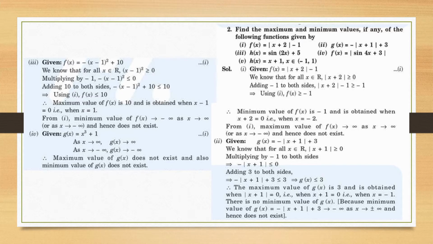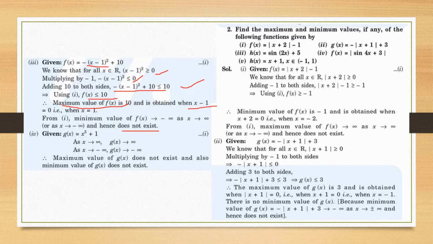Next is again the same kind of function. Here (x - 1) whole square is always positive. Now when you multiply it by minus 1, the sign of the inequality will change and it becomes negative, less than or equal to 0. Now add 10 to both sides, and you will find that this complete term is less than or equal to 10. So that means the function is less than or equal to 10. That means the maximum value of the function is 10 and is obtained when x - 1 is 0, that is x equal to 1, and the minimum again does not exist.